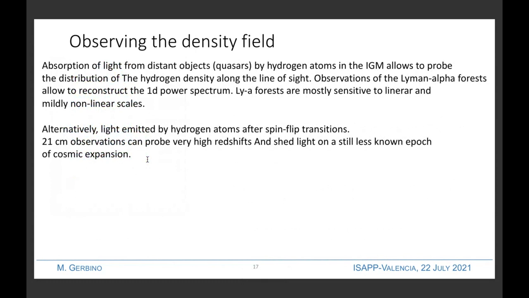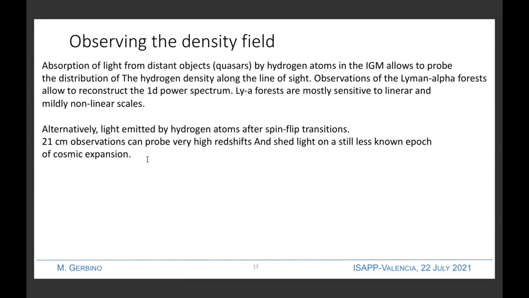And finally, just to quickly mention additional probes of the distribution of matter, we can use light from very distant objects, for example quasars, that is absorbed by hydrogen clouds in the intergalactic medium. This will generate the so-called Lyman alpha forest. If we observe the spectrum of the light emitted by these sources as a function of their frequency, we will see a series of absorption lines in these spectra. And we can use these absorption lines to reconstruct the distribution of hydrogen atoms that we have in between quasars and observers, and again try to link the distribution of hydrogen atoms to the total distribution of matter.